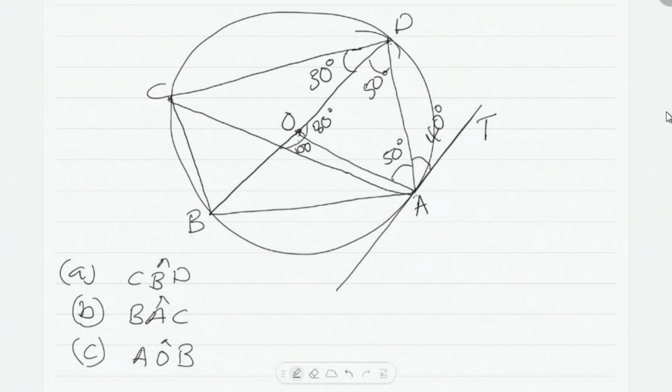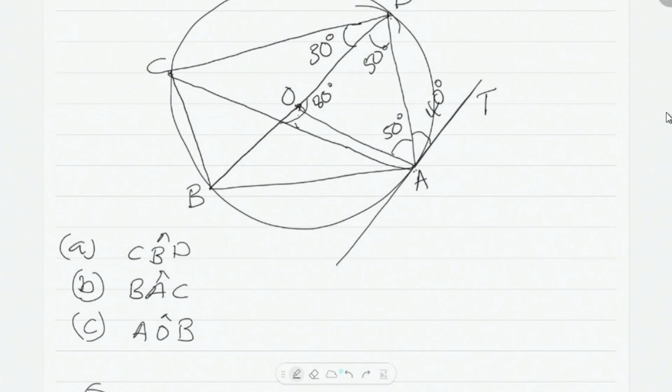So because of that, we are saying that angle BCD will be equal to 90 degrees, because that angle here at the circumference is half the angle at the center of the circle.